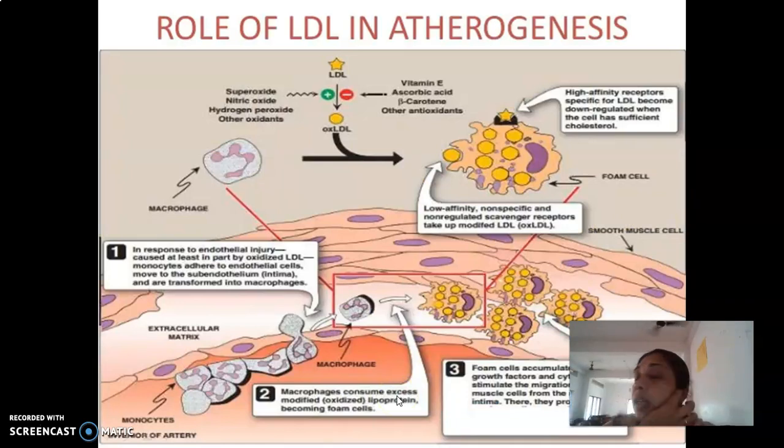Clathrin-coated pits. Clathrin is a protein. So clathrin coat ചെയ്തിട്ടുള്ള കുറെ pit എന്ന് പറഞ്ഞ കുഴി. അപ്പൊ അങ്ങനെ clathrin coated pits ൽ മാത്രമേ the LDL, the ApoB100, comes and binds.